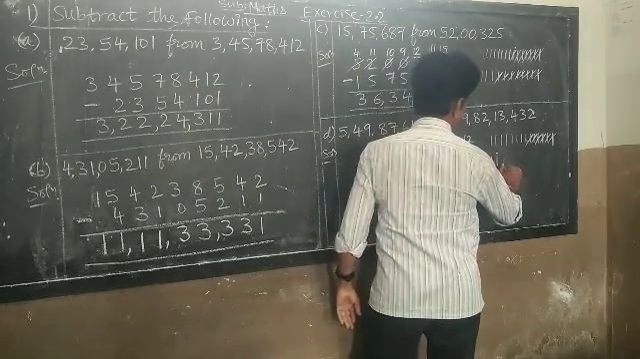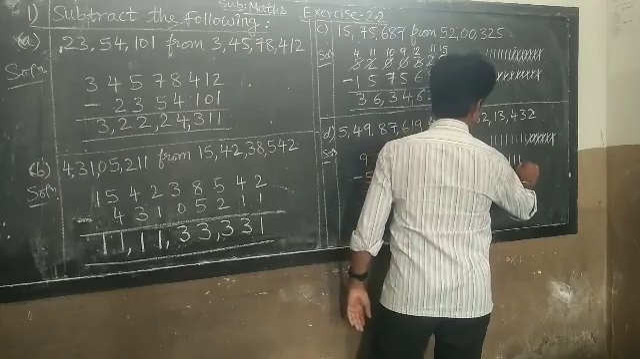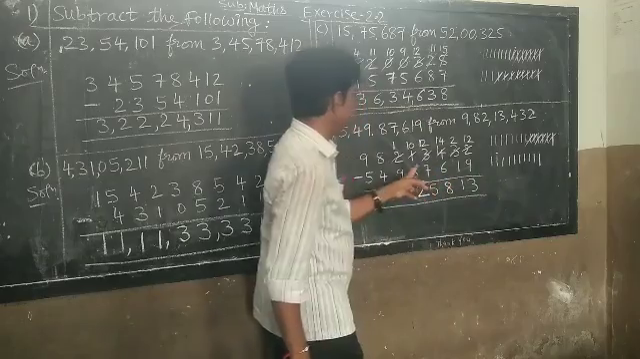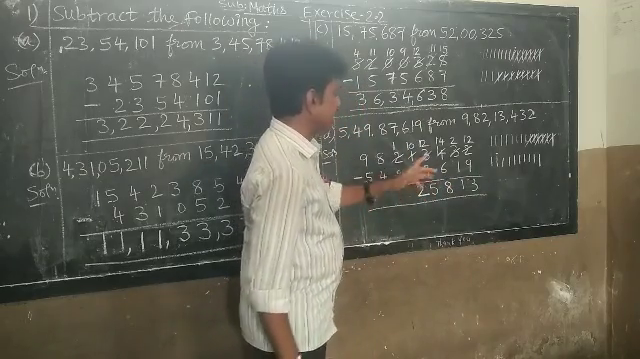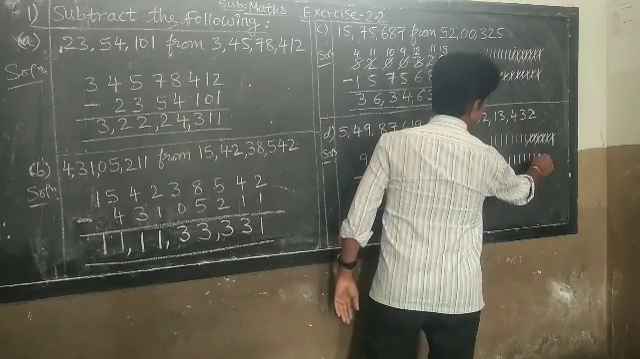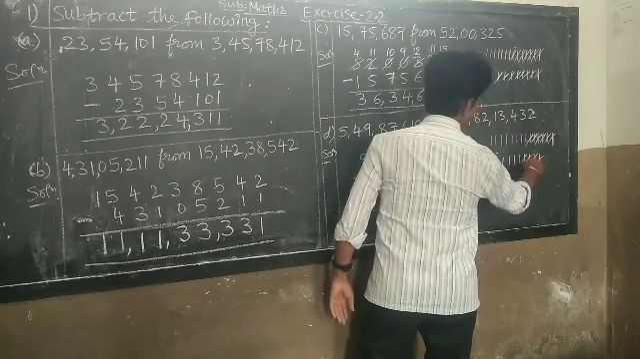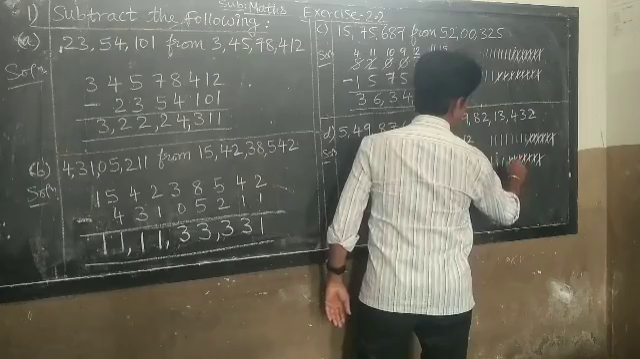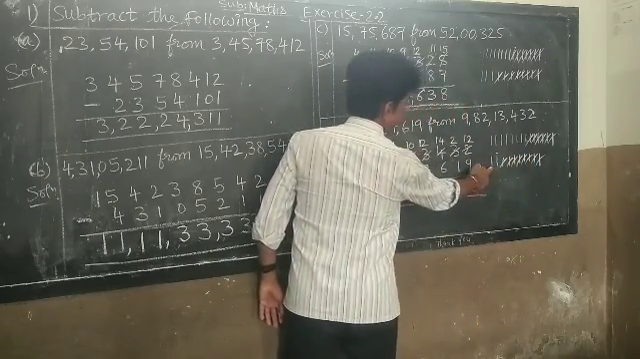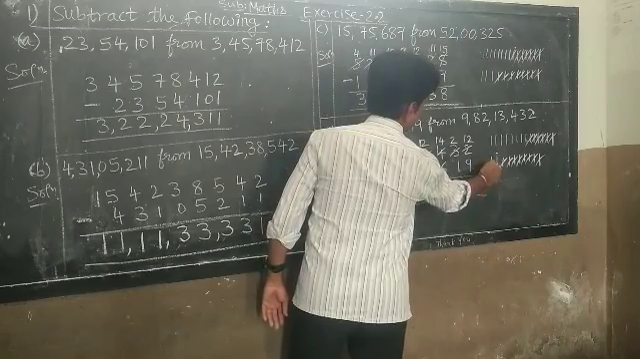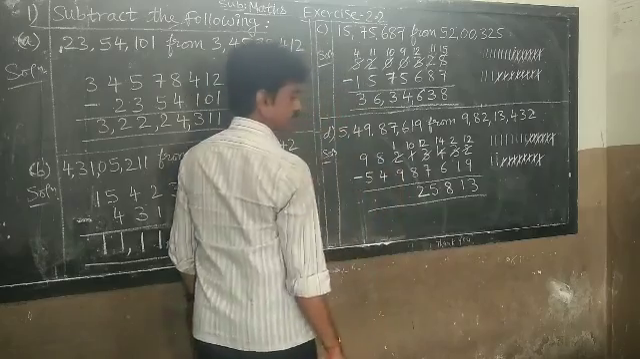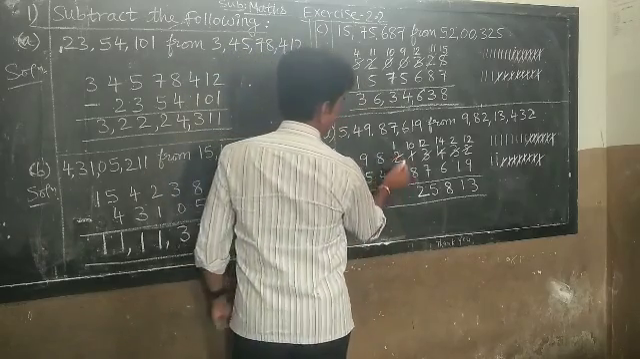10 lines put 1, 2, 3, 4, 5, 6, 7, 8, 9, 10. 10 lines I have put. Minus 8 means 8 lines you have to remove. So from 10 lines, cut 8 lines. 1, 2, 3, 4, 5, 6, 7, 8. 8 lines cut. Still how many lines remaining here you see? 2. 1 and 1, 2. So 2 lines are remaining. So 10 minus 8, 2. Like this. Next 1 minus 9.